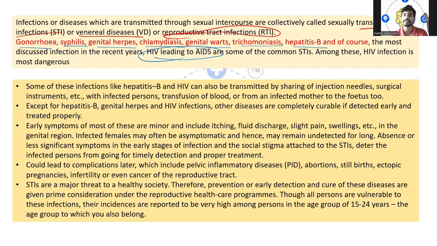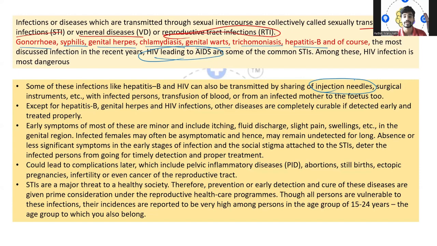So some of these infections, like hepatitis B and HIV, can also be transmitted in other ways. How exactly is the transmission happening? Through the sharing of infectious needles. In many clinical centers, if needles are used again and again, while withdrawing blood or while injecting vaccines or other injections to a patient, and unknowingly a patient has HIV, then obviously if that needle is used on a healthy person, the infection will definitely spread.